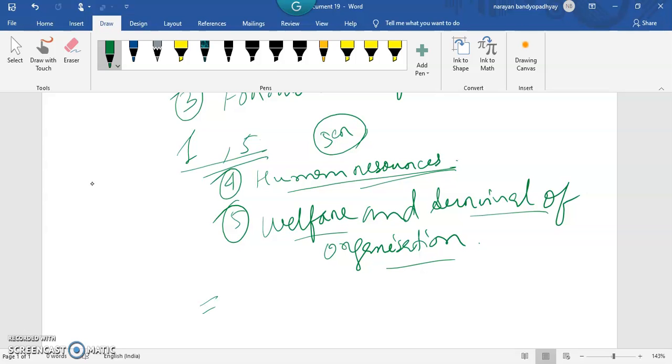Now we will study about the middle level management, but in the next lecture, that is lecture number 13. So you just move towards lecture number 13 only after completing this lecture number 12. Okay.